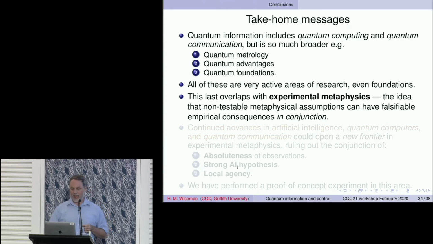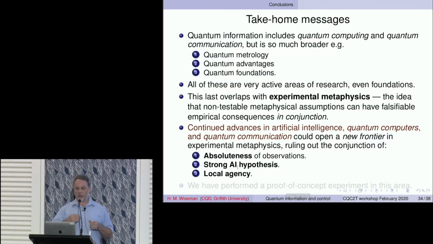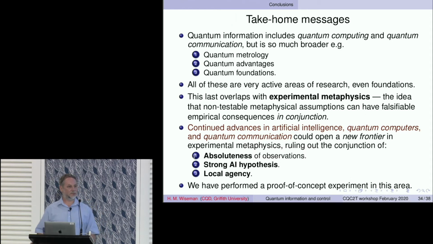We're heading towards, and the ultimate vision that I talked about is that with continued advances in artificial intelligence, in quantum computing and in quantum communication, we could have a truly new frontier in experimental metaphysics, ruling out these assumptions that I talked about before. And as I said, we performed a proof of principle experiment in that direction. Thanks.